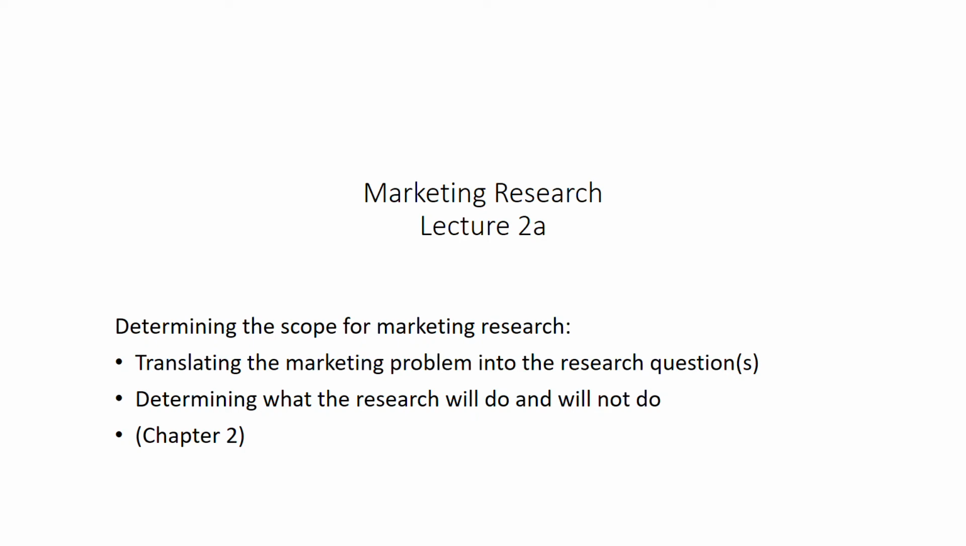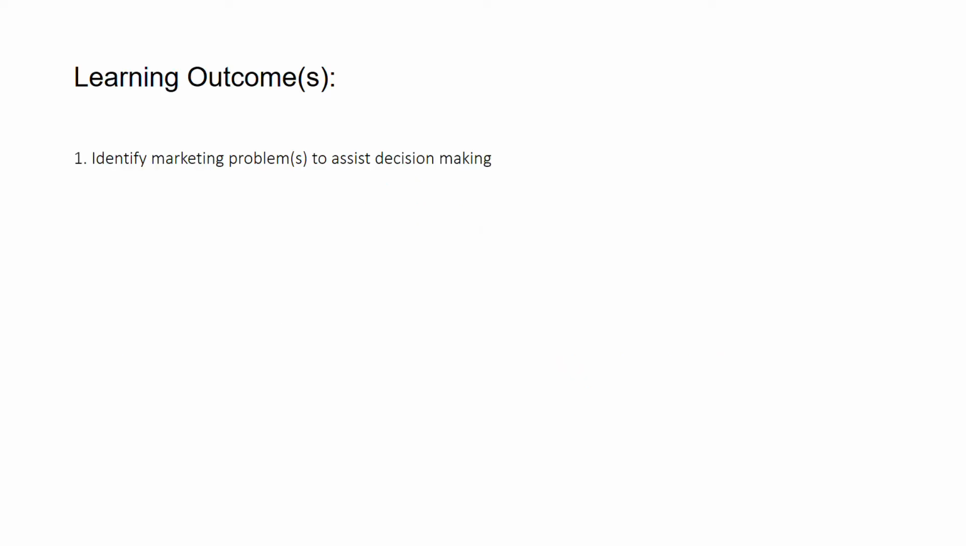Hi, welcome to the second lecture of the marketing research subject. This is the first part of the lecture in which we will be dealing with determining the scope of the marketing research, but focusing on translating the marketing problem into research questions. This involves determining what the research will do and what it will not do, and it comes from chapter 2 of your textbook. So in terms of where it fits into the learning outcomes of the course, it is addressing the first learning outcome of identifying marketing problems to assist decision making.